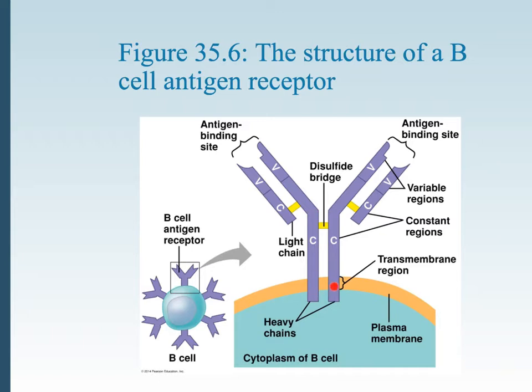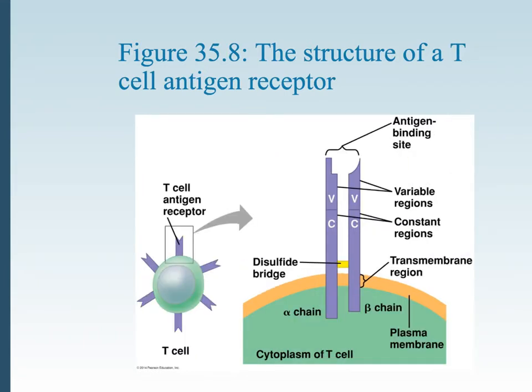And so we have our constant regions and we have our variable regions. And at the very end of this variable region is where we have the antigen binding site. These things are locked together by disulfide bridges. So this is something that has quaternary structure. I guess the disulfide bridge is actually a tertiary structure. But we're ending up with a couple of different strands of proteins that all come together to form this one protein.